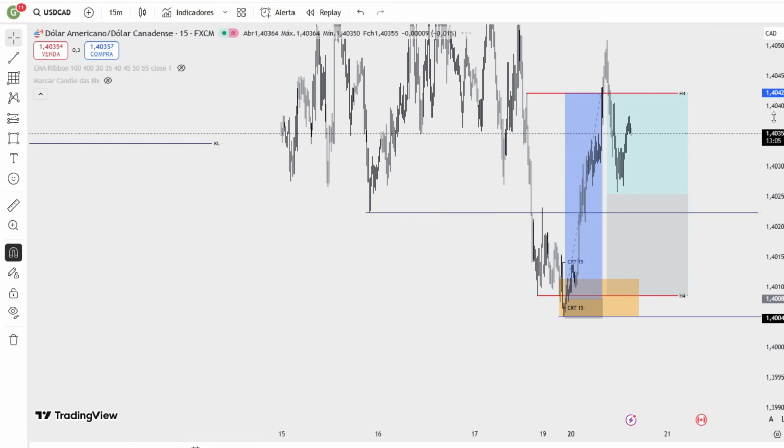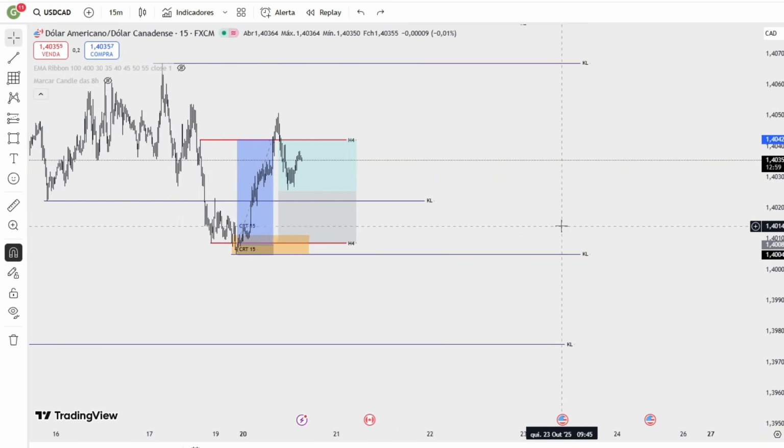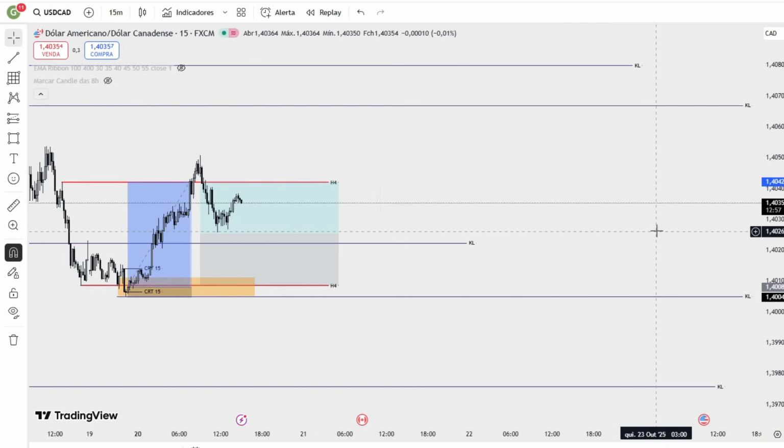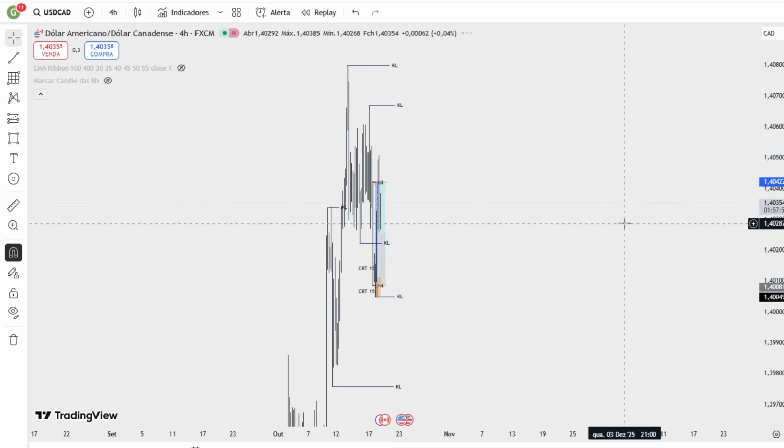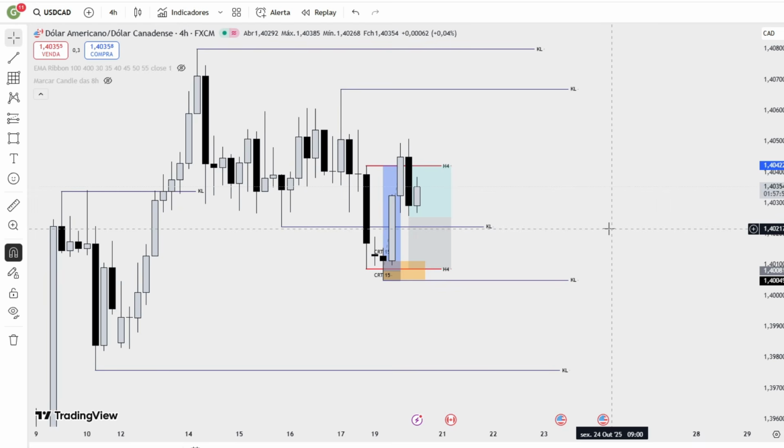So it's basically this, guys. This is the way you're going to trade CRT. Don't just look for random candles on your chart to call CRT. Wait for a key level to be hit, draw your CRT, and then take your entry.